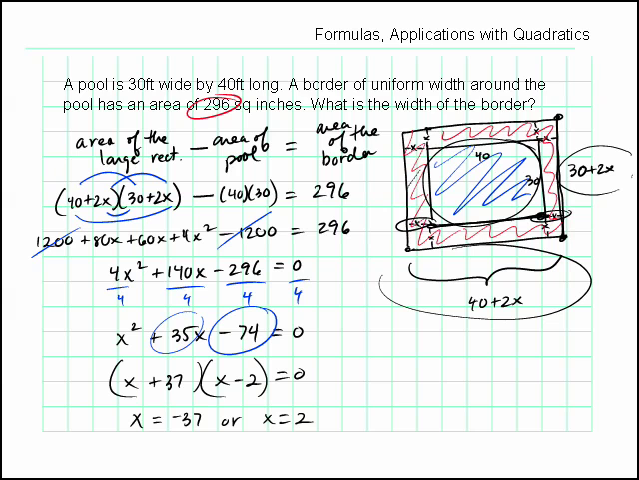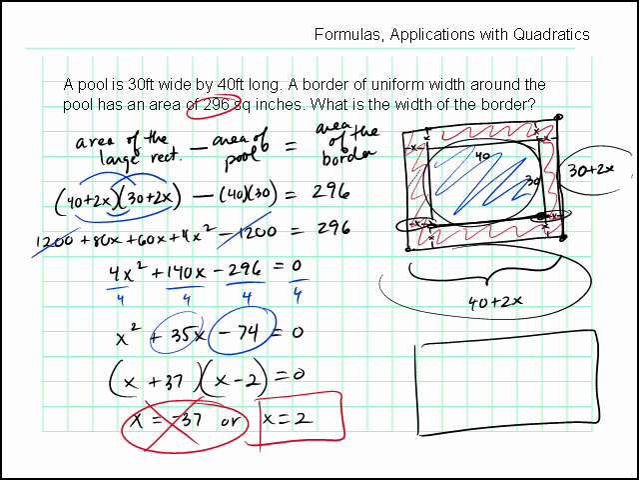Now, once again, you can't have a negative length for this word problem, for this application, so I'm going to rule that negative answer out. Our answer must be x equals 2. And so I have the answer to our problem, the width of the border is 2 feet. And it's done. We have it solved.